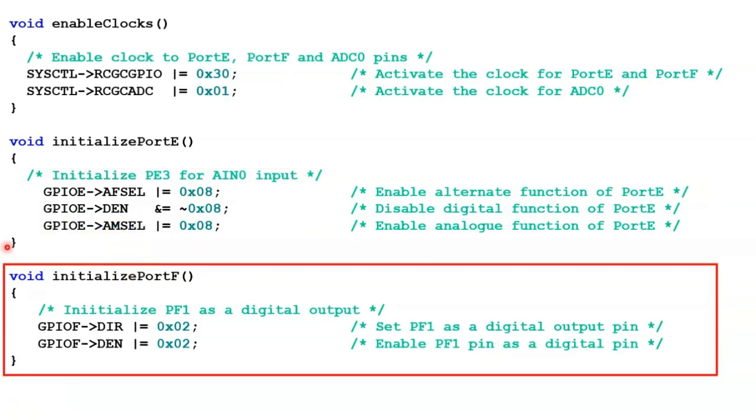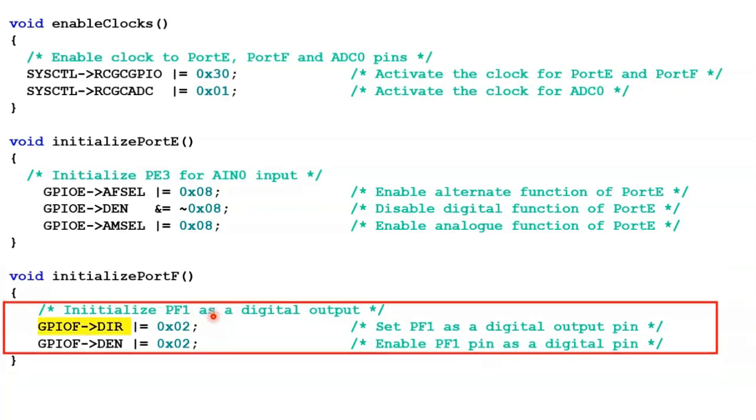Okay, so this is the initialize port F function. The purpose of this initialize port F function is to configure port F pin 1, that is PF1 of the microcontroller, to function as a digital output. Now in this program, port F is used to control an LED. Okay, so let's take a look at this first statement here.